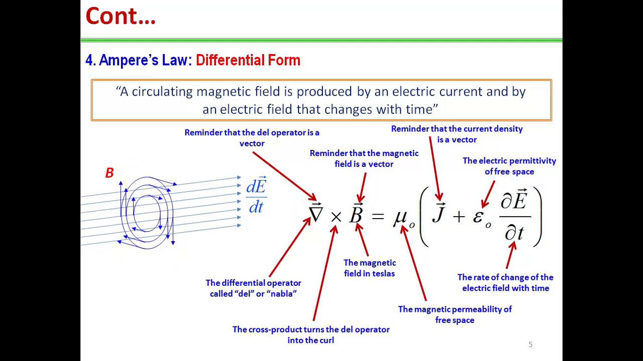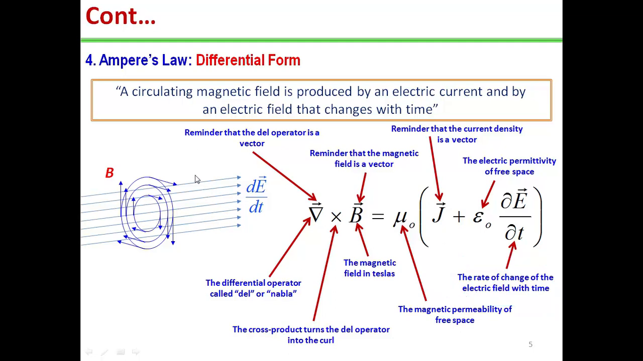So here the expanded view of the differential form is written, in which del is the operator and it provides the curl with B. The cross product turns the del operator into curl, and B is the magnetic field in Tesla; it is a vector quantity, so it is represented with an arrowhead. Mu naught is the free space permeability and J is the conduction current density, which is a vector quantity, whereas epsilon naught is the free space permittivity, and the term ∂E/∂t is the rate of change of electric field with time.